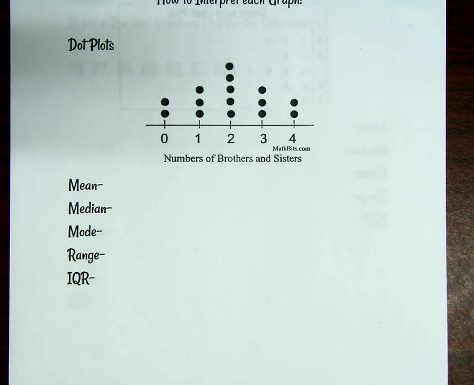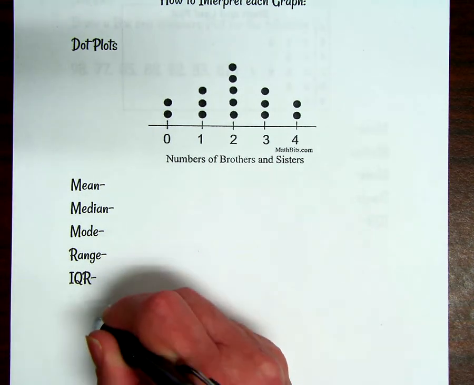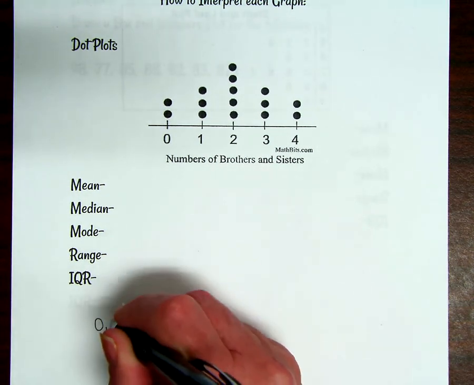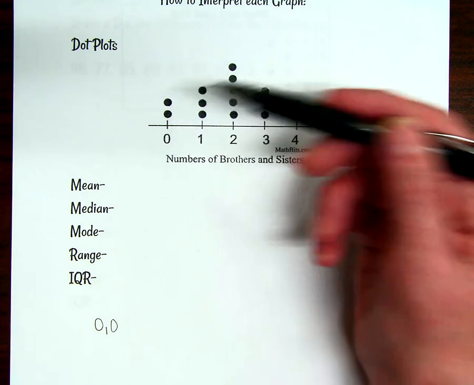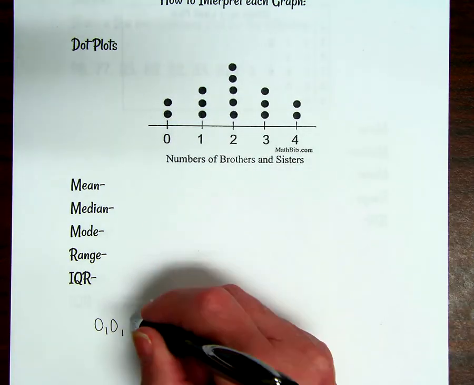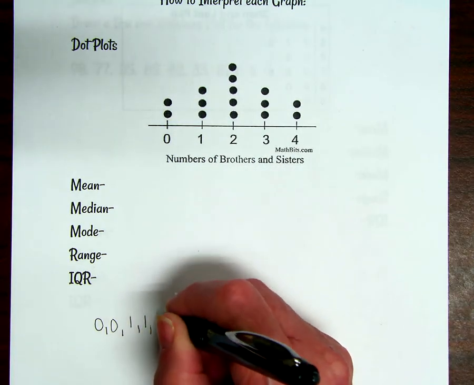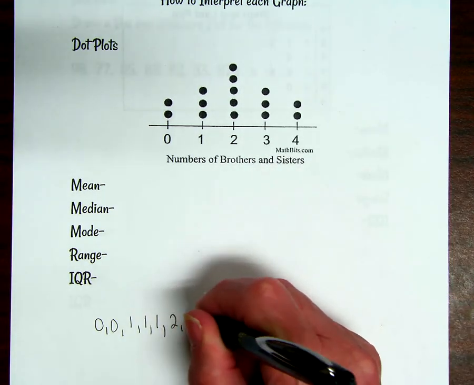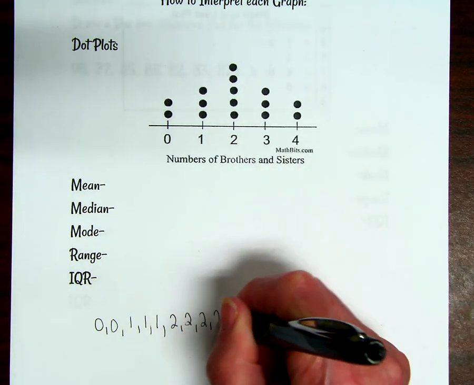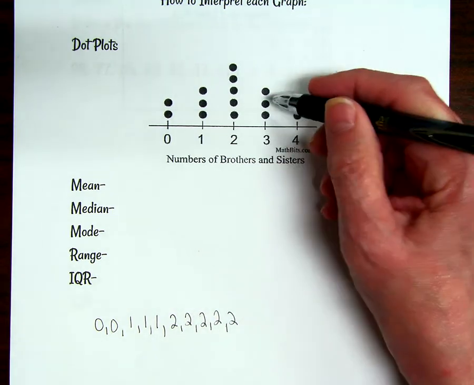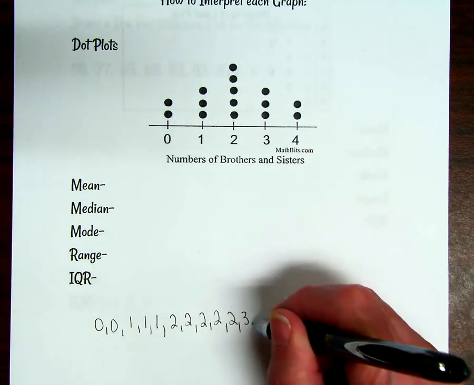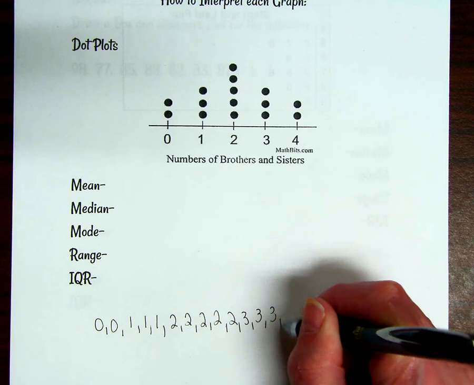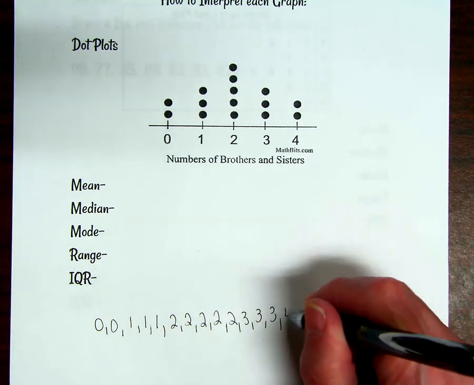So let's go ahead. We have 0, 0. See, I'm getting these from here. 1, 1, 1. Then I have 5 2s. 3 3s. And 2 4s.